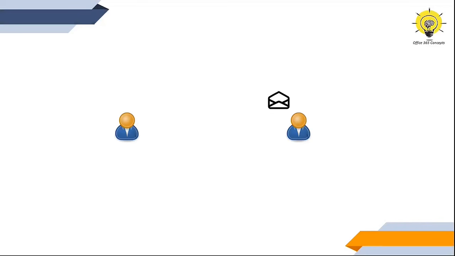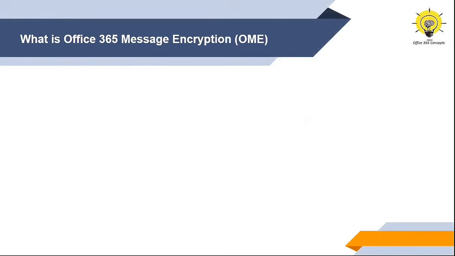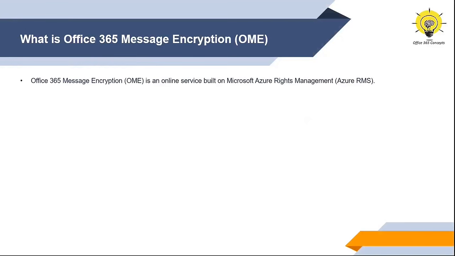So let's understand what is Office 365 message encryption and how does it work. Office 365 message encryption is an online service that is built on Azure Rights Management or Azure RMS. Azure RMS is part of Azure Information Protection. Office 365 message encryption includes identity and authorization policies that help you to secure your emails. We can use encrypt only or do not forward template to encrypt the emails.